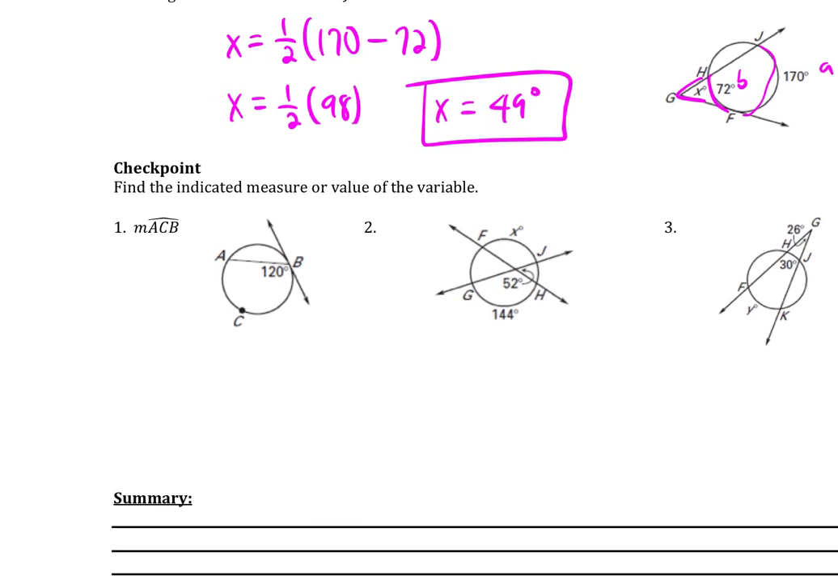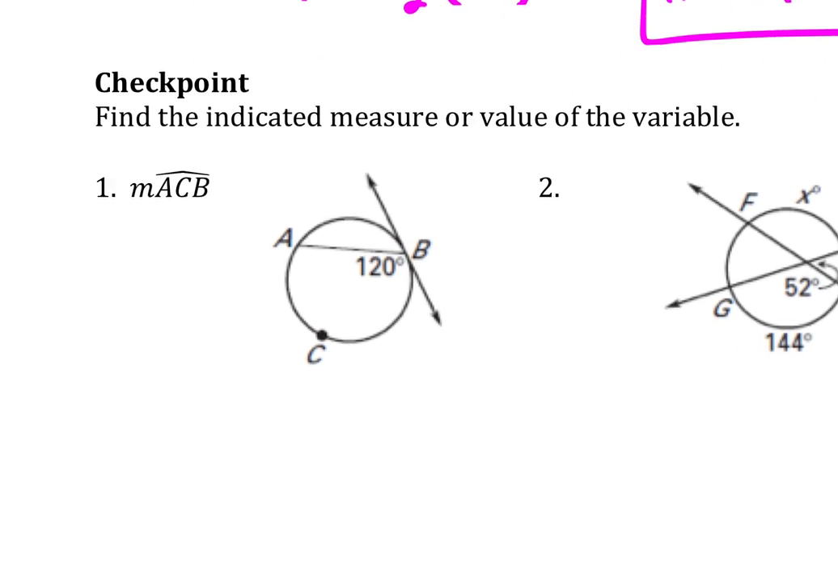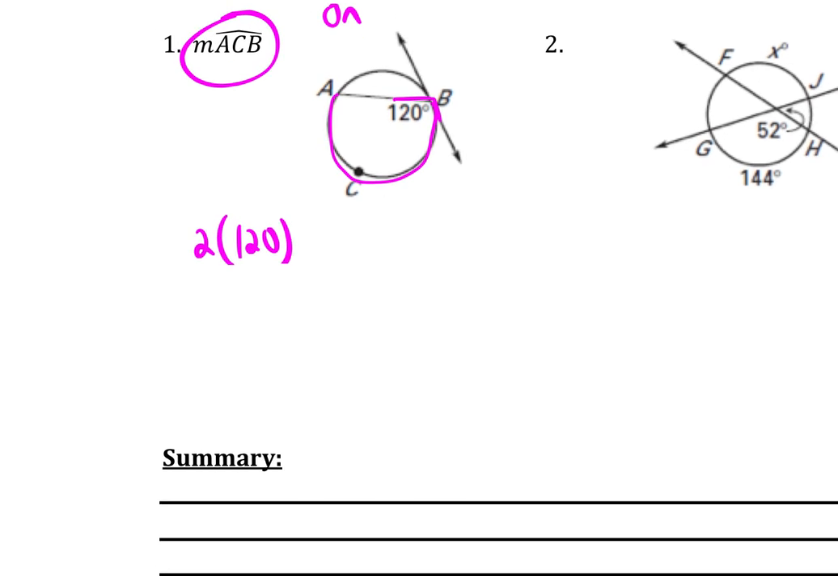All right, so for number 1, this angle here, this 120, is it going to be on the circle, inside, or outside? It's on the circle. I'm just going to write that down so I know. It's the inscribed angle thing, where the angle is half of that other arc, this arc here. So the angle is half the arc, and the arc is double the angle. We're looking for this arc, so we multiply the 120 times 2, because we're looking for the arc, which would be 240 degrees.